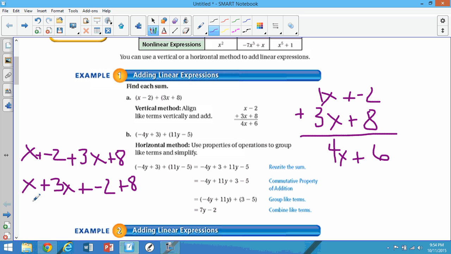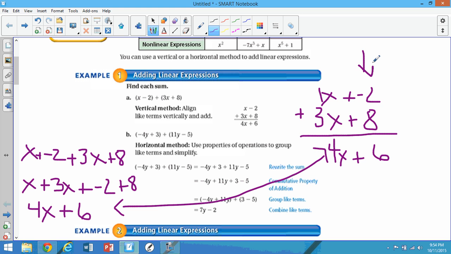Then you can take that 3x plus x, and I don't put it in parentheses. Your book does, but you don't have to put it in parentheses. x plus 3x is 4x, plus, and then a negative 2 plus 8 is 6. You get the same answer, exactly the same, in two different methods. Horizontal, where you just take out the parentheses and commute your order, putting all your variables next to each other and all your numbers next to each other, then combine your like terms. Or the vertical, where you just line them up and add.